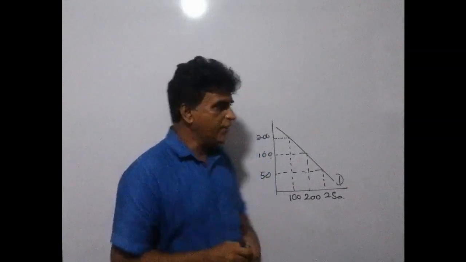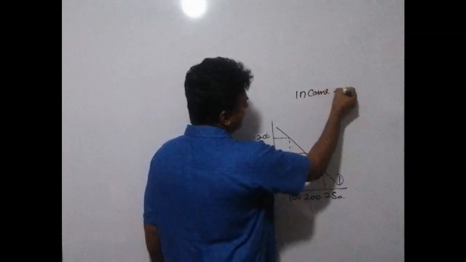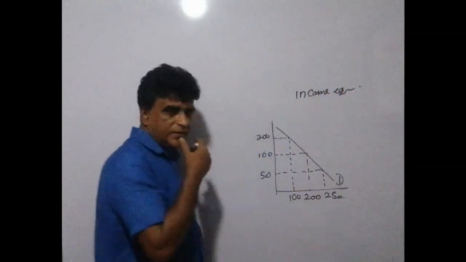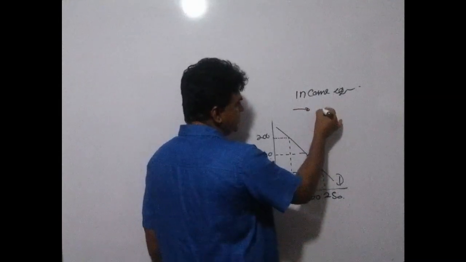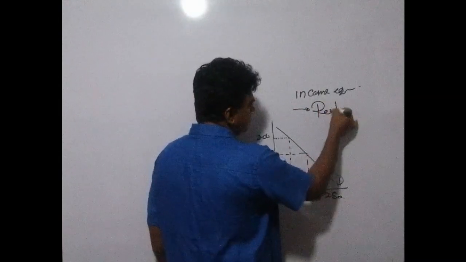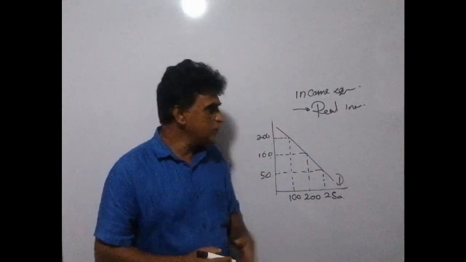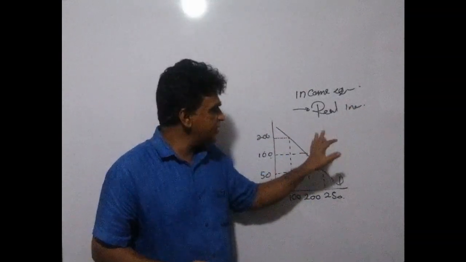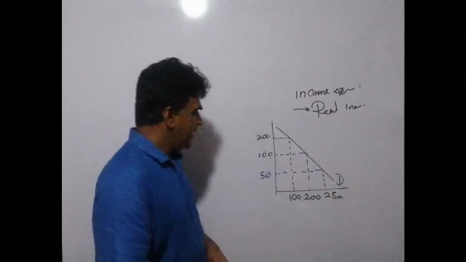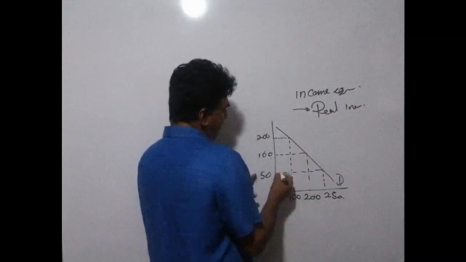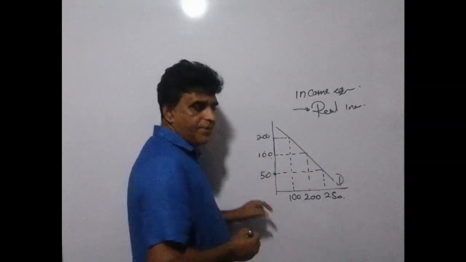Then what is the income effect? Income effect is related to the consumer's real income, not the monetary income. This is not the consumer's monetary income, this is related to the real income. So what is happening here? As an example, think when price decreases, what is happening?